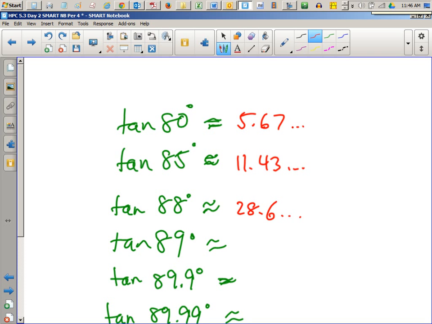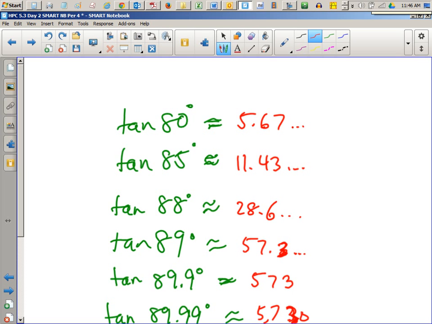All right. Let's talk about tan 89. What's tan 89? 57.28. Okay. We'll say 57.3 then. What's 89.9's tangent? It's roughly 573-ish, right? 89.99 is 5,000. So close to 5,730. So what's going on? It seems like the closer we get to 90, the larger this value is, right?